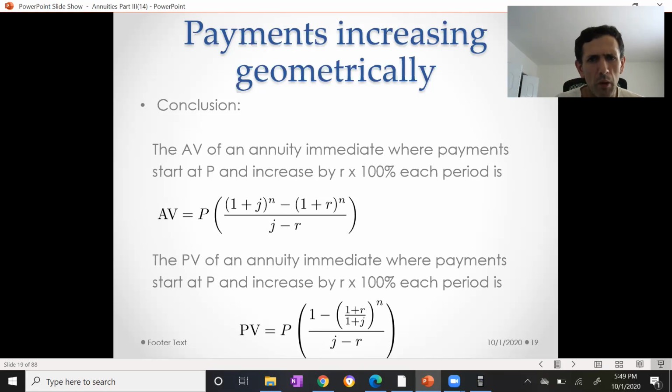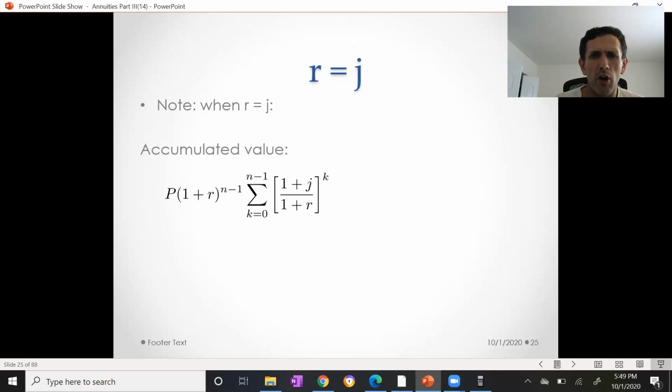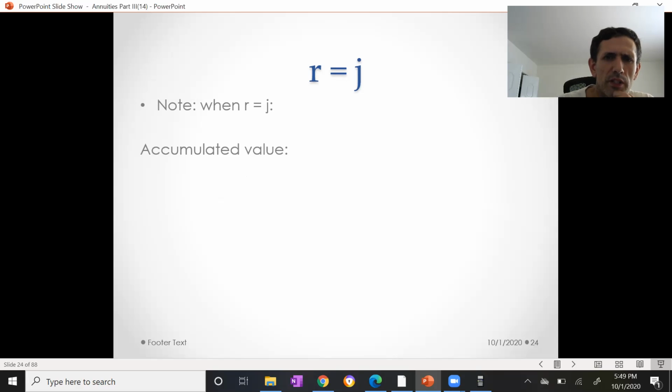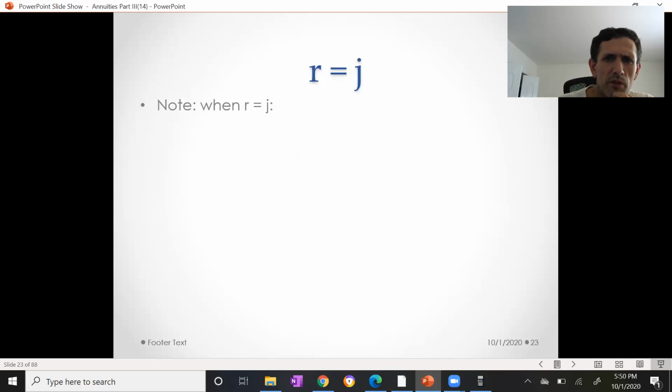We can actually straightforwardly get the formula when r equals j. Let's just go back to where we were. So remember, this is what we had. Actually, I'm going to do it in the next video. This is getting a little bit long, so I'll do r equals j in the next video.